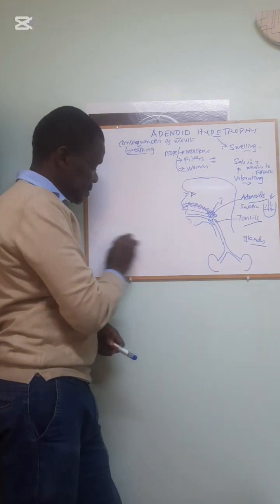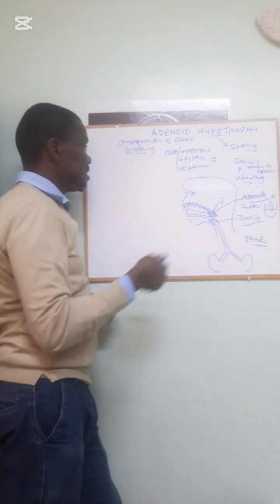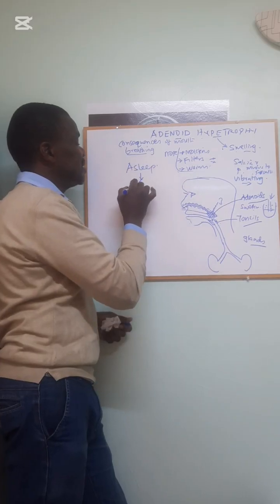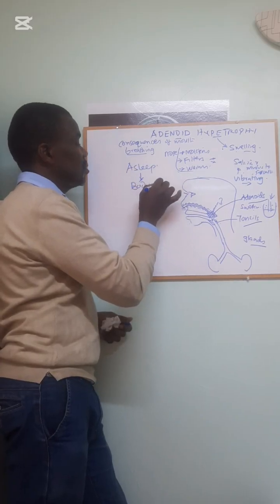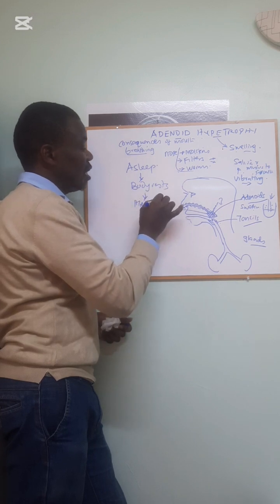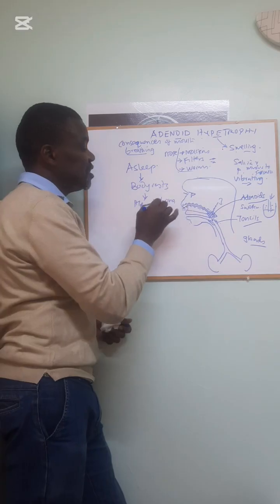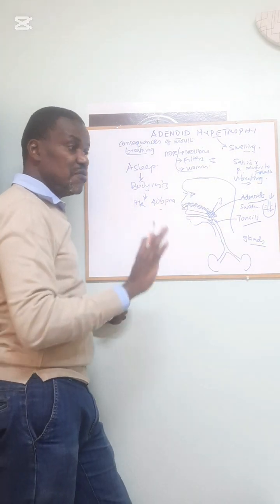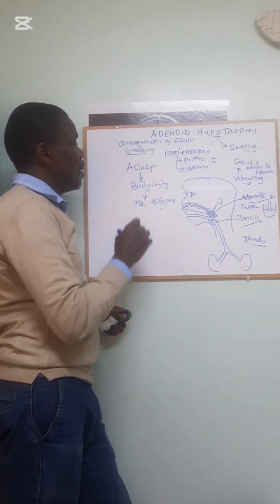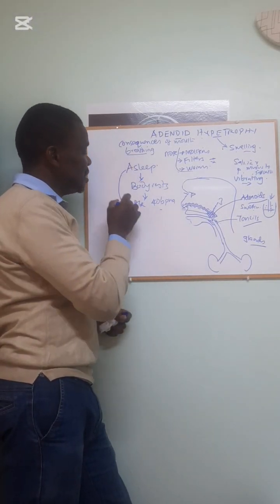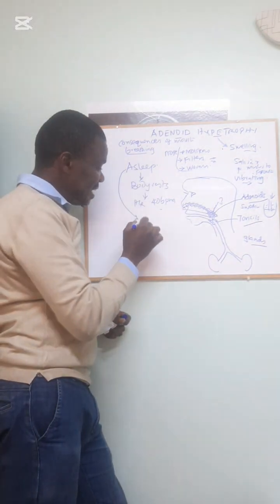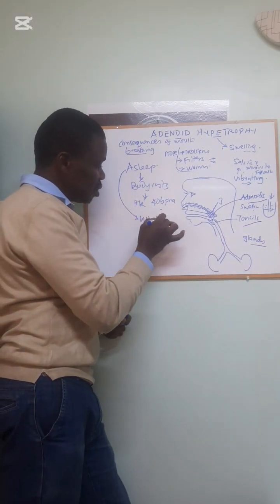What happens at night? When someone is asleep at night, the body rests. The heart rate can fall to as low as 40 beats per minute, because it is time for all the organs to relax and to rest, including the heart. But when these children are asleep, children who have adenoid hypertrophy, that is when they get the worst symptoms.